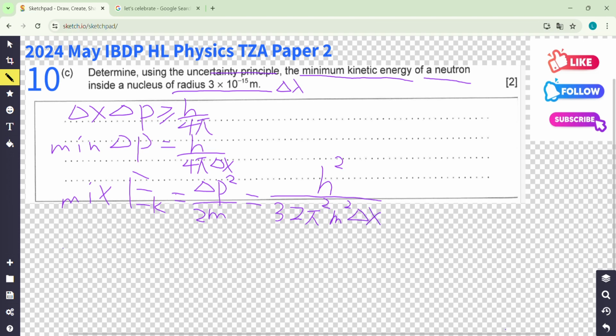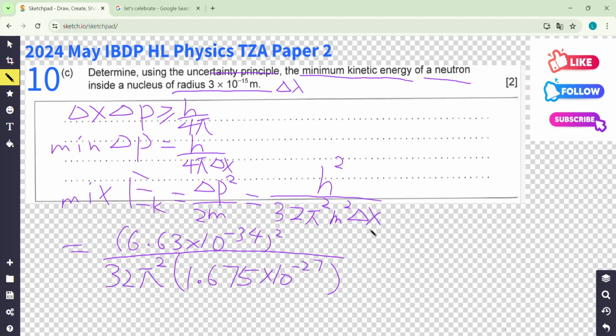Remember, be careful about square or not. And then now go to the data booklet. You have it on hand, okay? So get it, and copy all the values inside: 6.63 times 10 to the power negative 34 for h, and then 32 pi squared, and then it is a neutron. Remember, copy the neutron one, okay? 1.675 times 10 to the power negative 27, and this one is m.